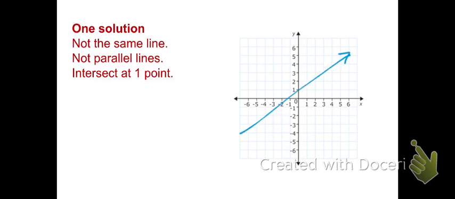If you graph one equation and you graph the other equation, they're not parallel, so they're going to intersect at some point. That point is the solution. So again, what you're doing really is just looking to make sure they're not the same line, where there's an infinite number of solutions, and they're not parallel, where there's no solution.